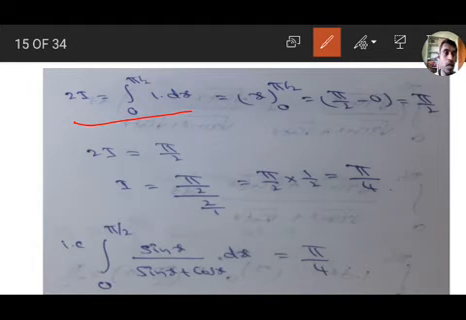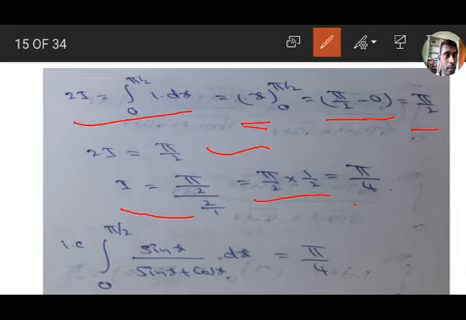The integration of 1 is x, so 0 to pi by 2. Upper limit pi by 2 minus 0, that is pi by 2. Therefore 2I equals pi by 2, so I equals pi by 2 by 2. Dividing by 2 means multiplying by the reciprocal, pi by 2 into 1 by 2, that is pi by 4. So I equals pi by 4.